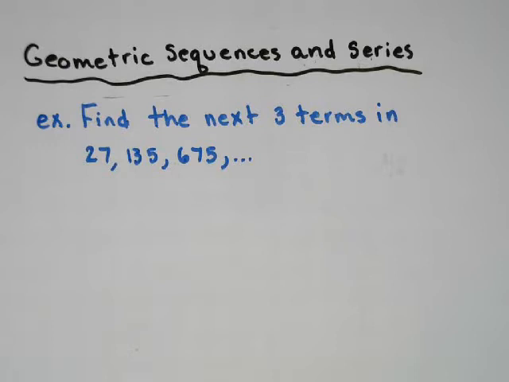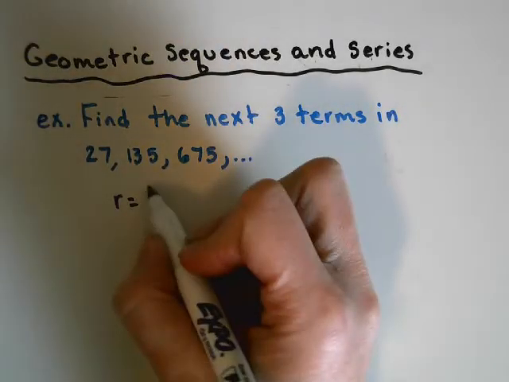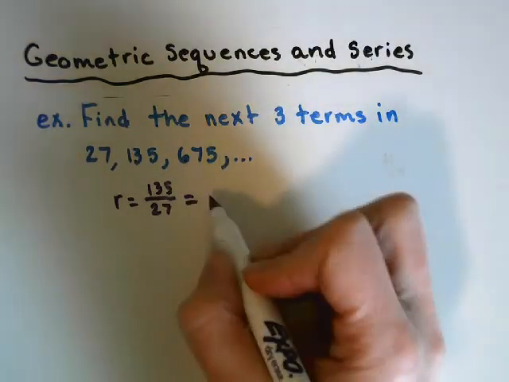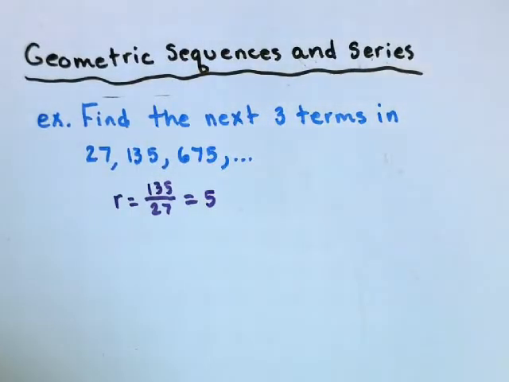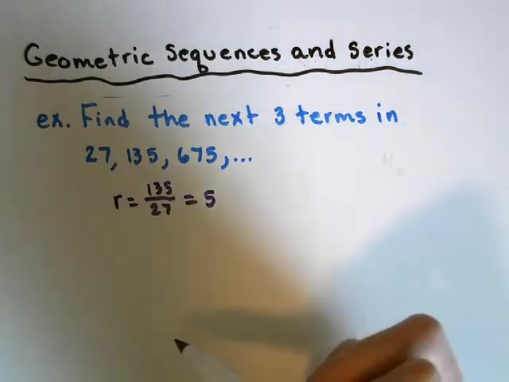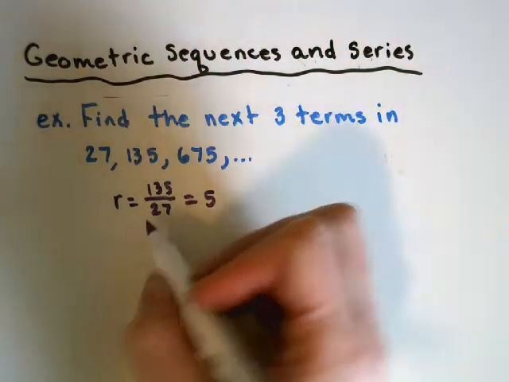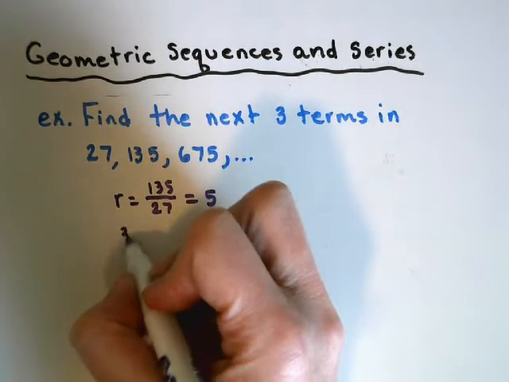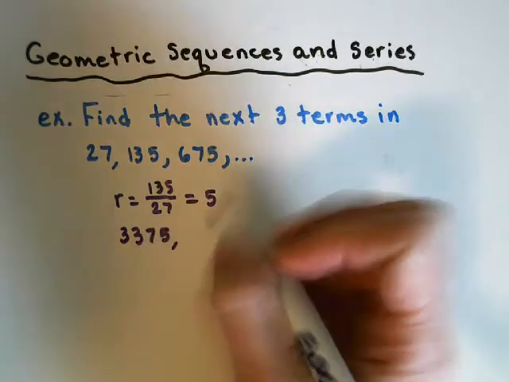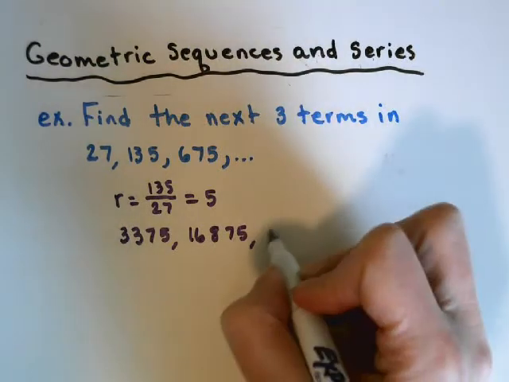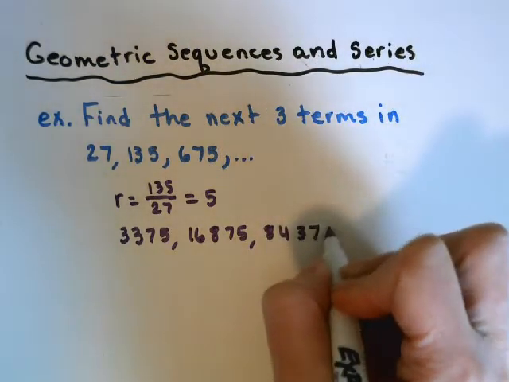So if I want to find the next 3 terms in the sequence 27, 135, 675, and so on, I need to find my common ratio, which is going to be any term divided by the previous term. So if I do 135 divided by 27, we get 5. If I do 675 divided by 135, I'll also get 5. So we're just going to keep multiplying by 5. If I multiply 675 by 5, we're going to get 3375. Next is 16,875, and then 84,375.